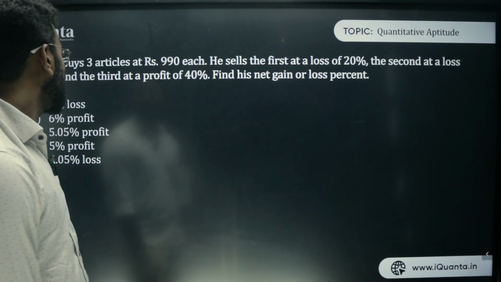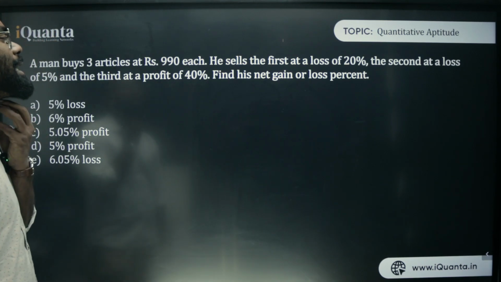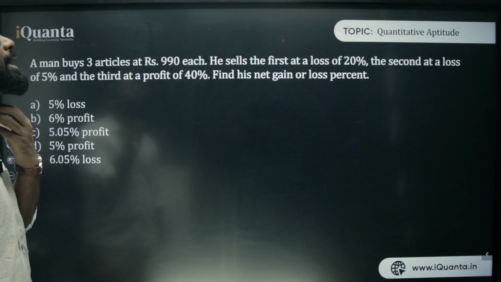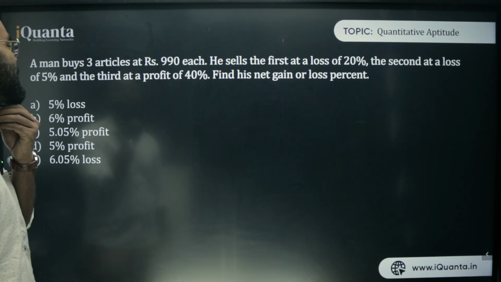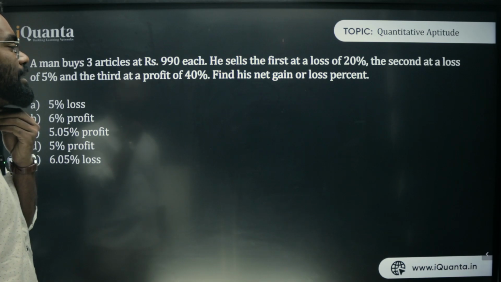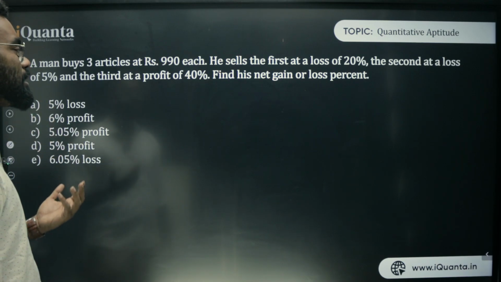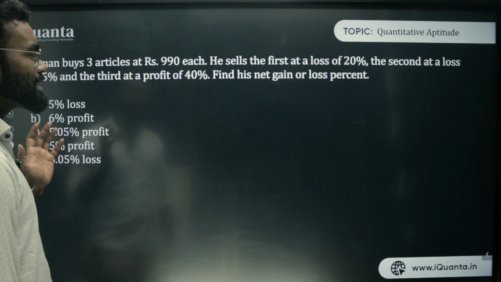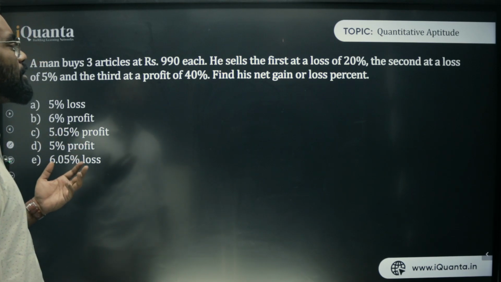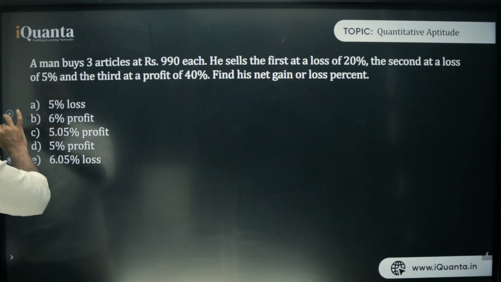Last question of the video. A man buys 3 articles at rupees 990 each. He sells the first at a loss of 20%, the second at a loss of 5%, and the third at a profit of 5%. Find his gain or loss percent. So this question you have already done a little time before. This is the same question. So just think about what the difference is between these two questions. That's why I have given you this question again.